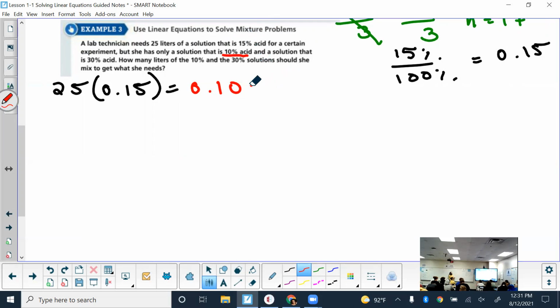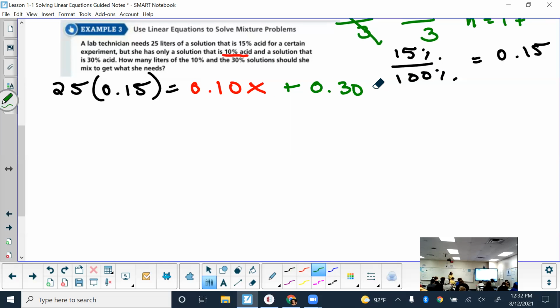Question? And after this example. All right. So we're going to label it a variable because we don't know how much she needs of that solution. We're combining it with the 30% solution. So combine means what? To add. And 30% written as a decimal is 0.30 or 0.3, same thing.